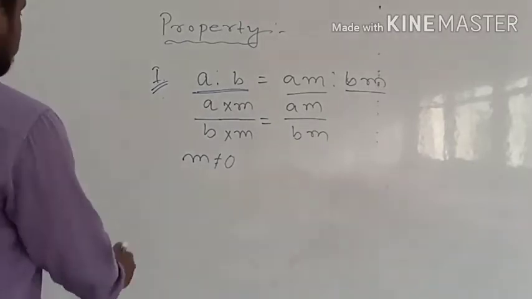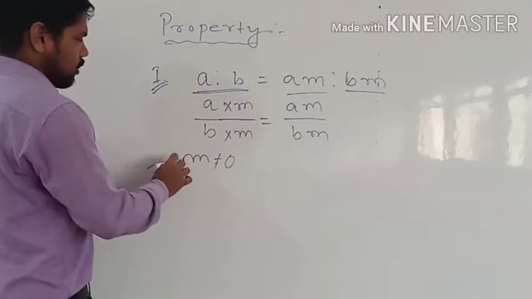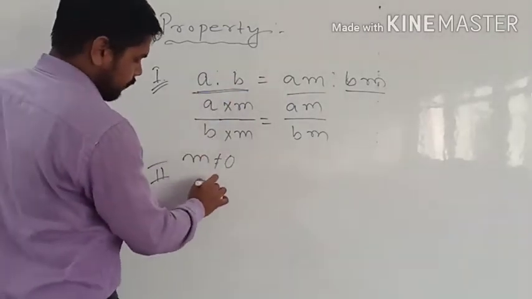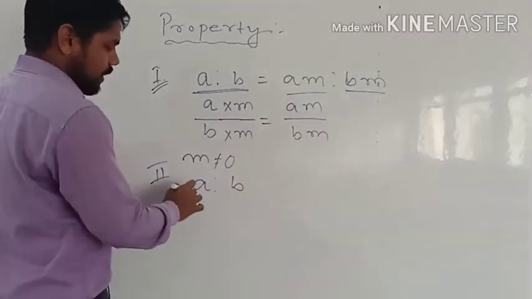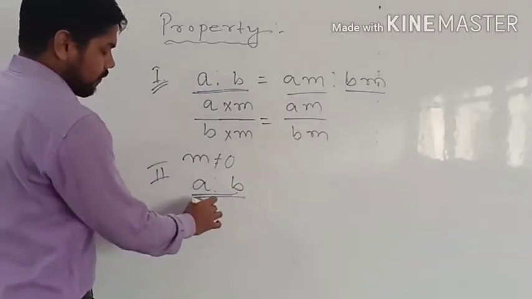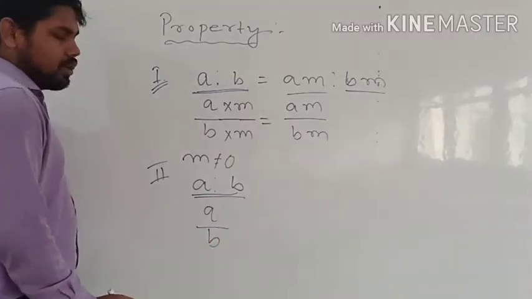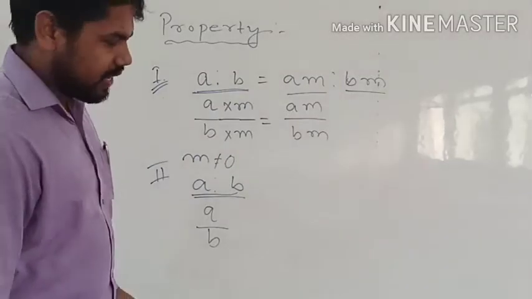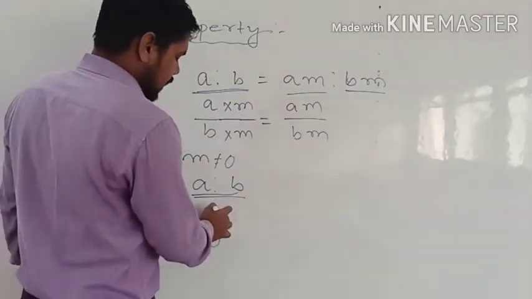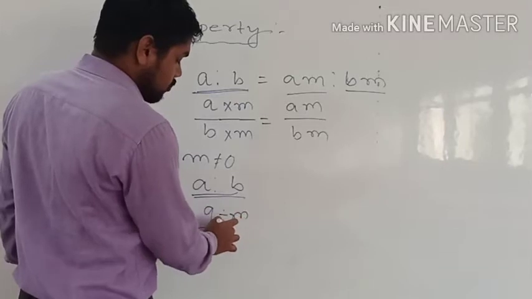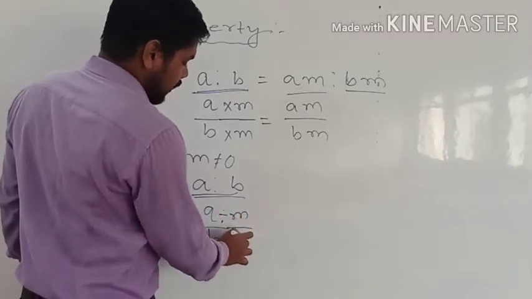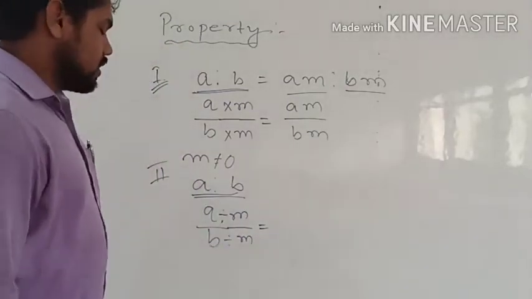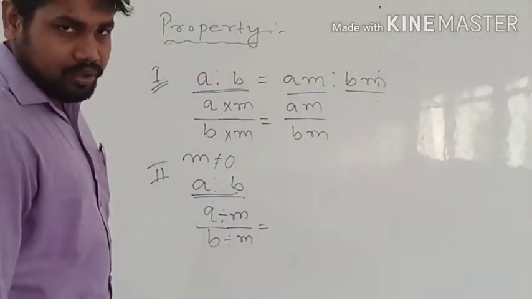Second property is also similar to that. Here it is multiplied. In the second property, if a ratio is there, a is to b or a divided by b, when you are dividing, here it is multiplied. When you are dividing with the same quantity, as like you are dividing by m here and you are dividing by m here also, then also the fractions of that value will be equivalent.